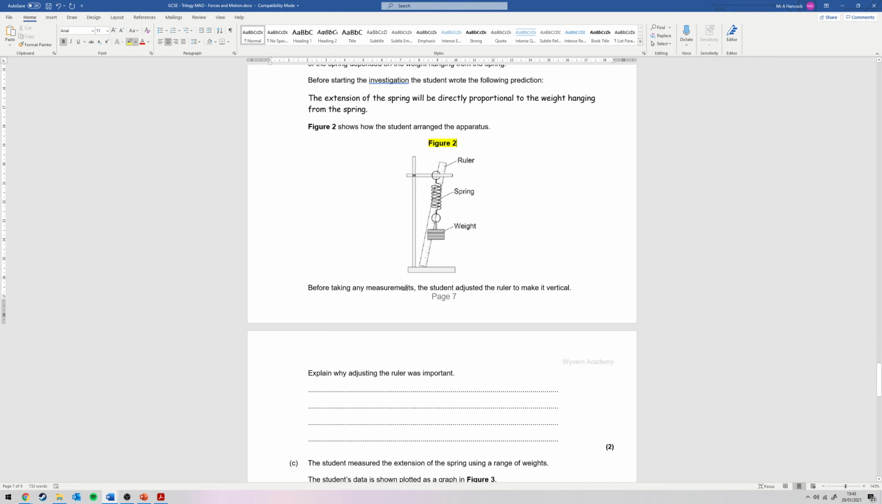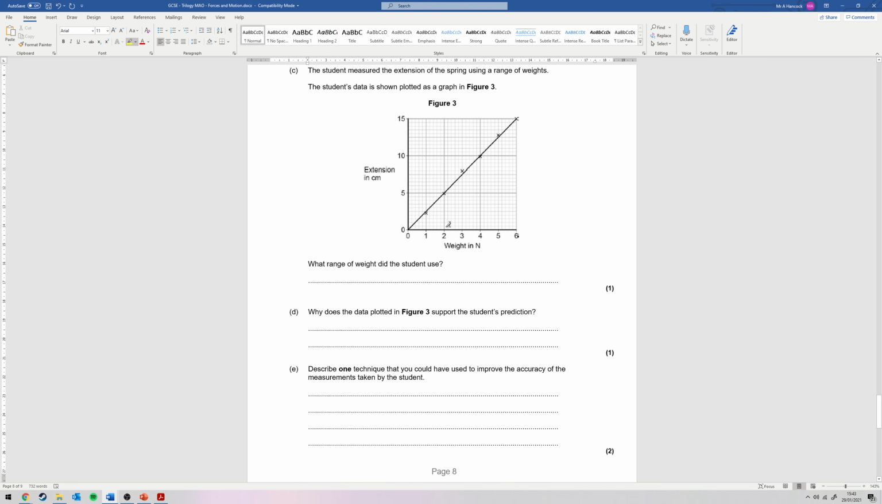Before taking any measurements, the student adjusted the ruler to make it vertical. Now, vertical just means straight up and down. Explain why adjusting the ruler was important. So why was changing the ruler from being like this to being straight up and down important? C. The student measured the extension of the spring using a range of weights. The student's data is shown plotted on a graph in figure 3. So you've got the weight in newtons, and then you've got the extension in centimeters.